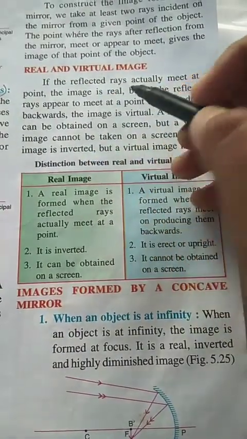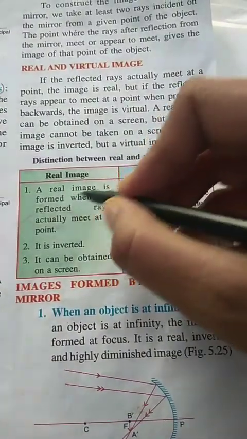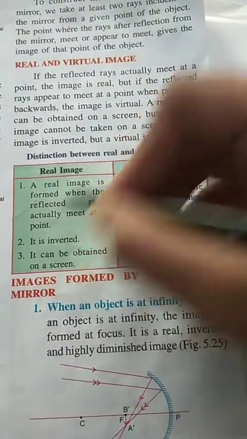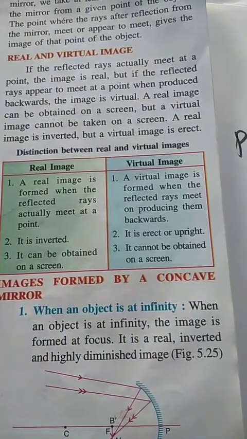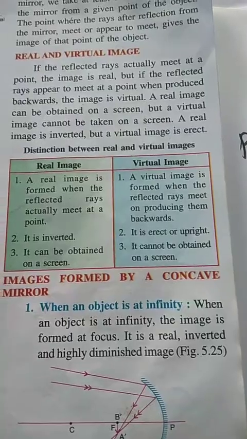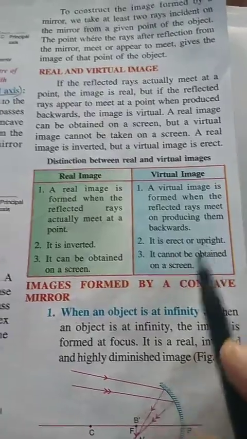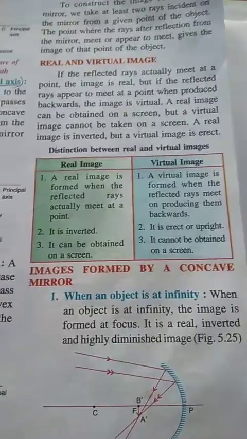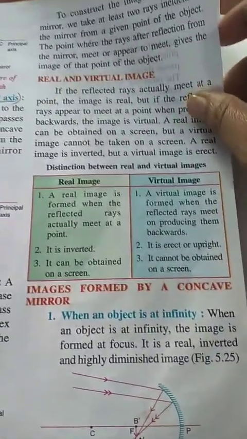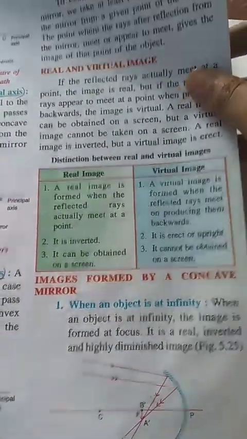Now we have two things, real and virtual images. Real image is formed when the reflected rays actually meet at a point, and virtual image is formed when the reflected rays meet on producing backward. Real image is inverted and virtual image is erect and upright. A real image can be obtained on the screen and a virtual image cannot be obtained on the screen. So this is the difference between the real and virtual image, which you have to study from this box.